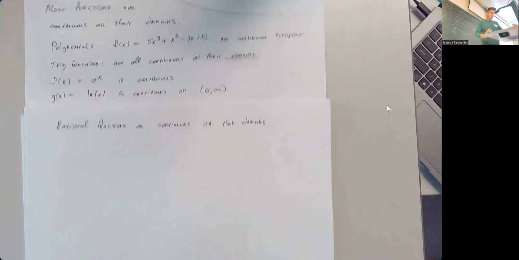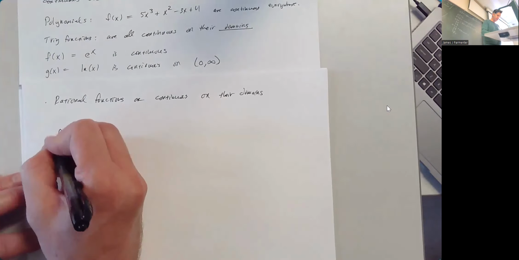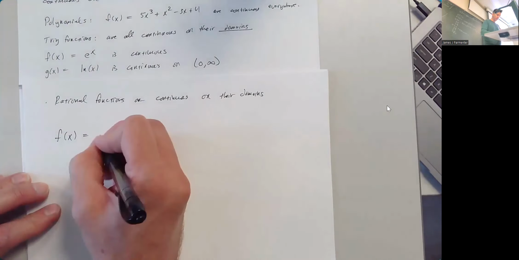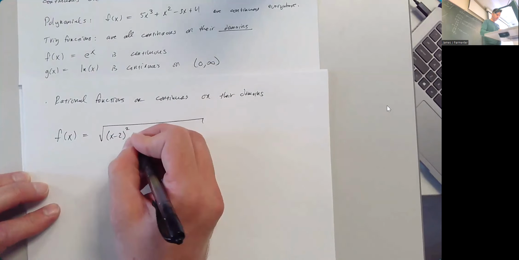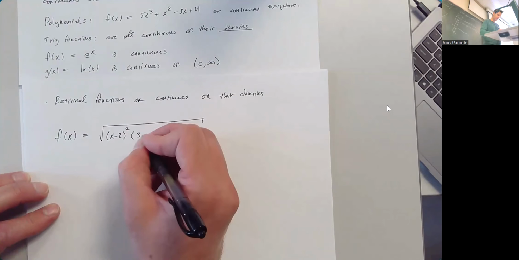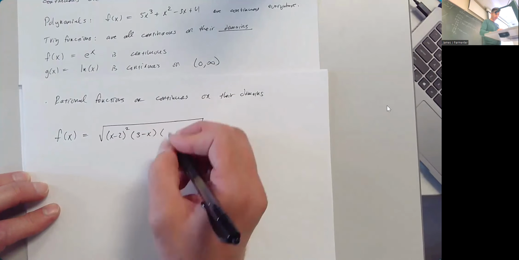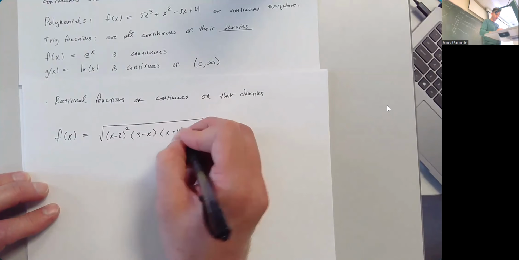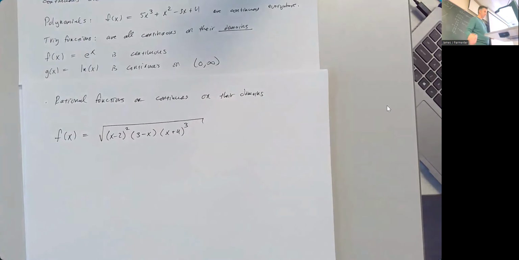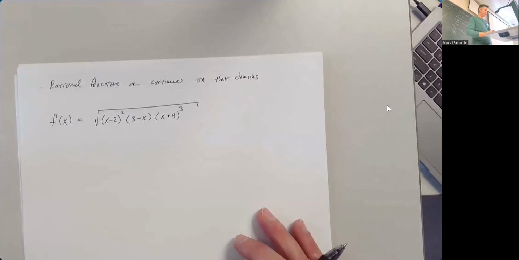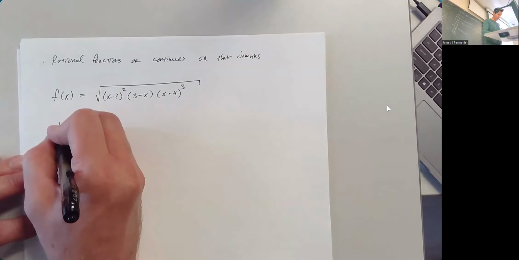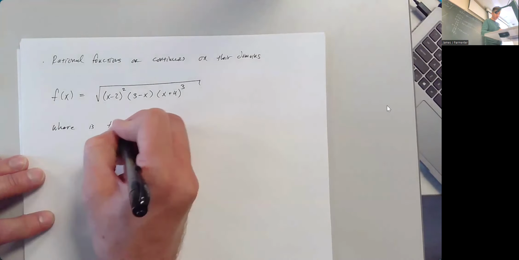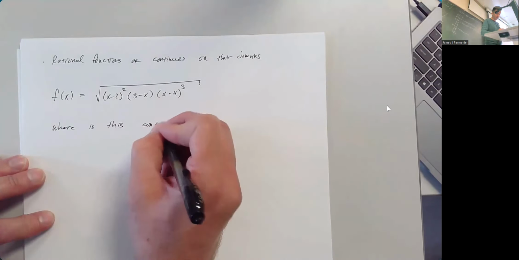But what about something like this? What about f of x equal to the square root of x minus 2 squared times 3 minus x times x plus 4 to the third power. I will tell you also that this function is continuous on its domain, as most functions are. But the question here is, if this function is continuous on its domain, what is its domain?